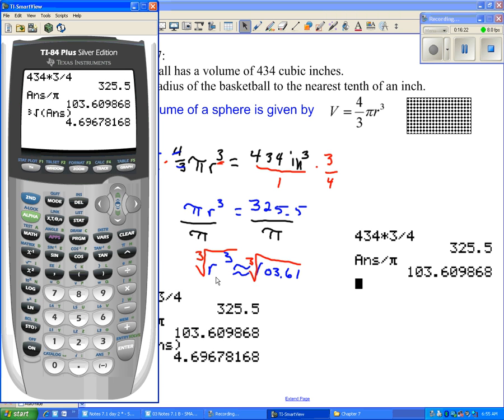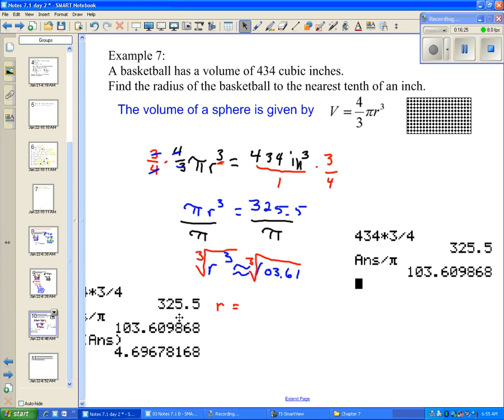approximately, well, let's go to 2 decimal places. Look at the 6, which tells me to round the 9 up. So I don't want equals. I want to say that this is approximately 4.70 inches. Just like I cube rooted my number, I can cube root my inches cubed, and I get inches. So my radius is 4.70, or 4.7 inches. That's the radius of my basketball.